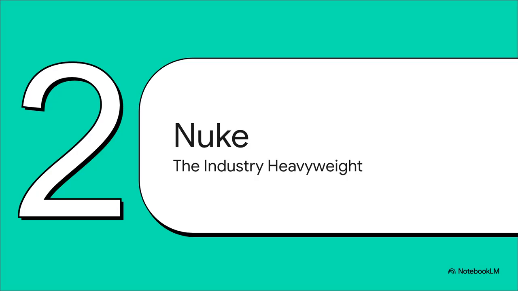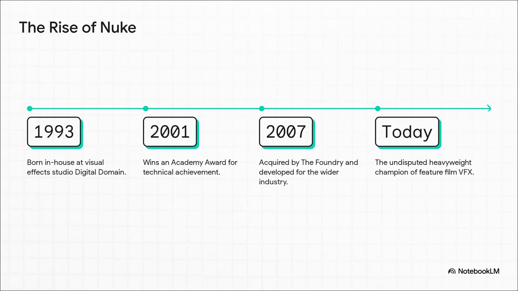In the world of high-end, big-budget movie making, there is one undisputed, undefeated heavyweight champion, and its name is Foundry's Nuke. If you've seen a blockbuster in the last 20 years, you have seen Nuke's handiwork. Nuke's got some serious street cred. It was literally born inside the legendary VFX house Digital Domain way back in '93. It was so good, so revolutionary, that it won its own Academy Award for technical achievement. Eventually, it was bought by the Foundry, which turned it into the global powerhouse it is today. It's the standard for a reason.